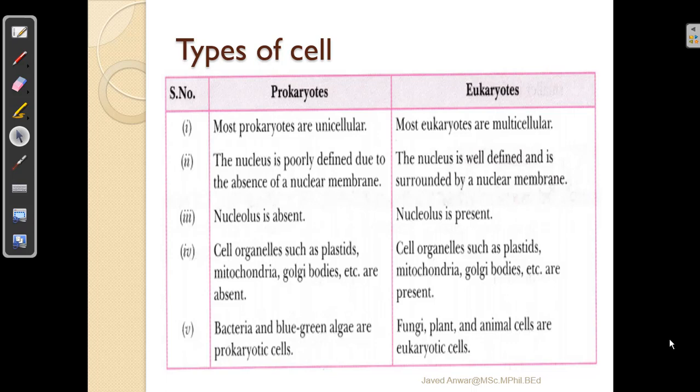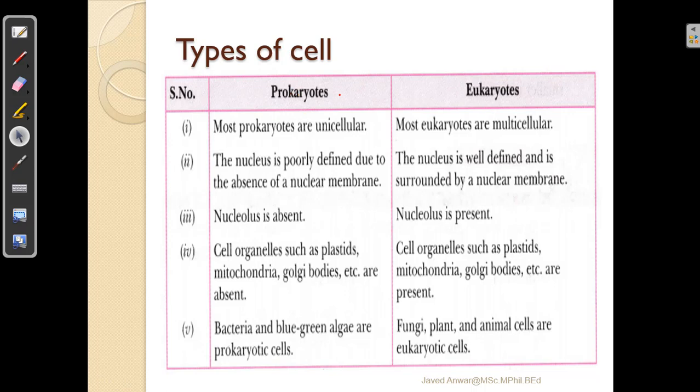In the same way, the initial cells which were there in the organisms were little older ones, and hence they are said to be prokaryotes. And now, as advancement took place, there were a lot of changes in the cell, and this led to the development of a eukaryotic cell. Now let's see what is prokaryote and what is eukaryote.